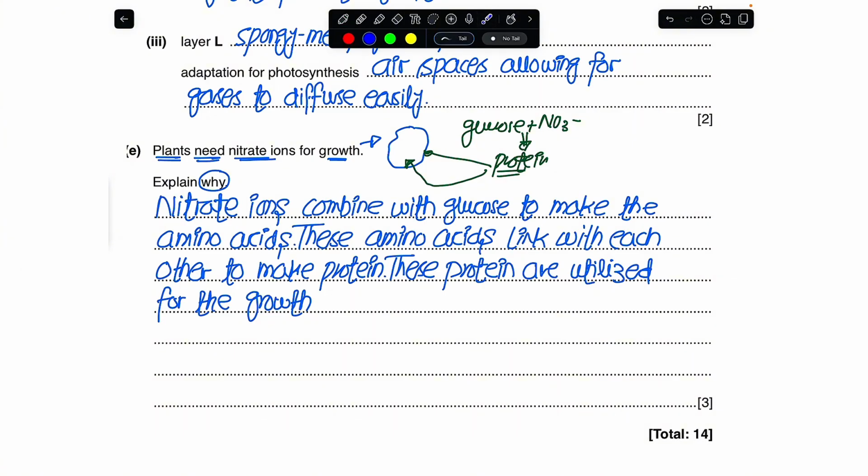So for 3 marks your answer should be that the nitrate ions combine with the glucose to make amino acids, and these amino acids further link with one another, and we would make protein out of it. And those proteins would be utilized for growth in the context of making the new cell membrane, making the cellular organelles, and making the transport proteins that we require in the cell membrane, allowing the newly formed cells to function properly. So the last point could be written either way.